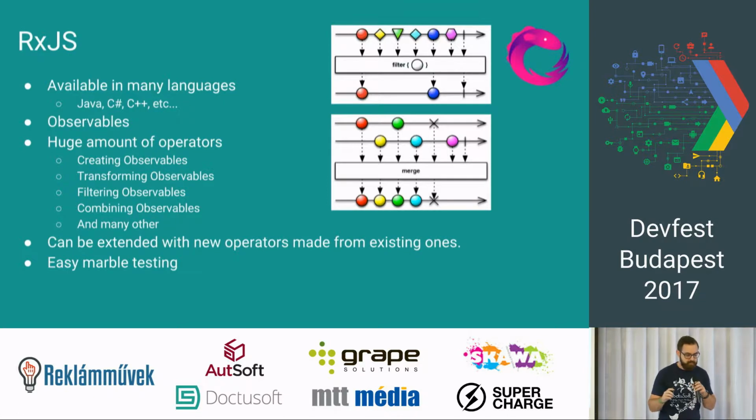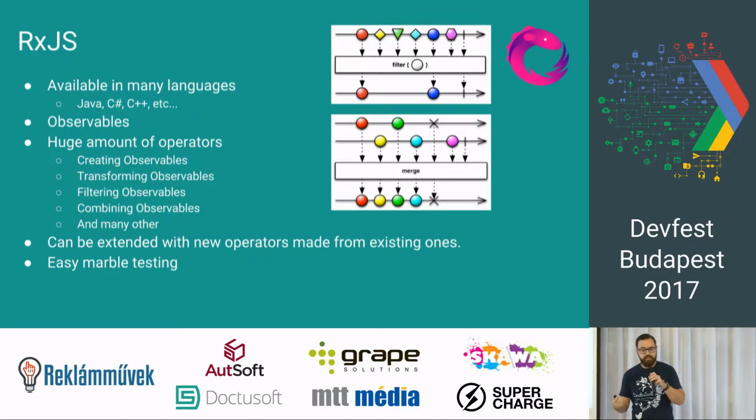RxJS stands for reactive extensions, and it is available in many languages: Java, C#, C++, JavaScript, of course. It basically implements the observable pattern. That's a no-brainer: you can subscribe to it, and you can get an event. This is similar to promises, but you can get more than one value. If you look at the diagrams, they show some operators that you can use with it, and it is one of the biggest advantages in RxJS.